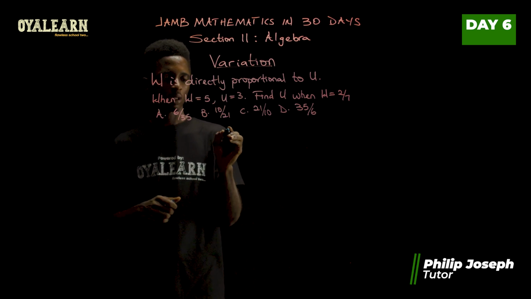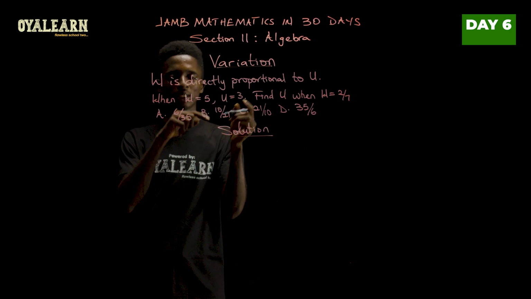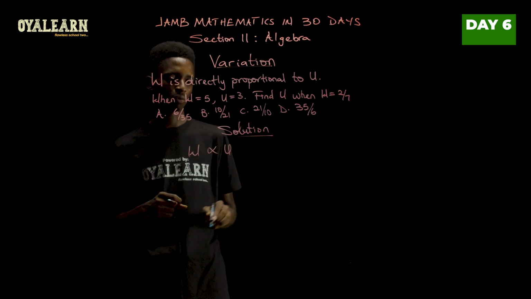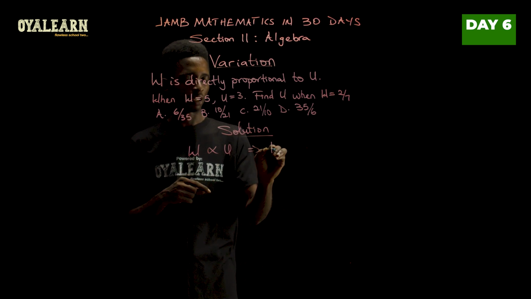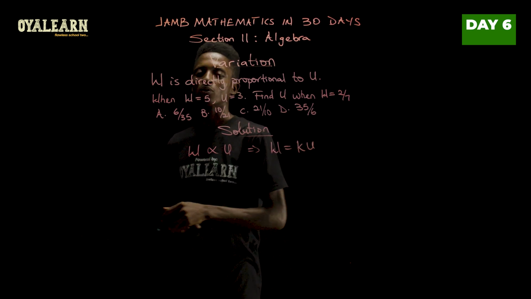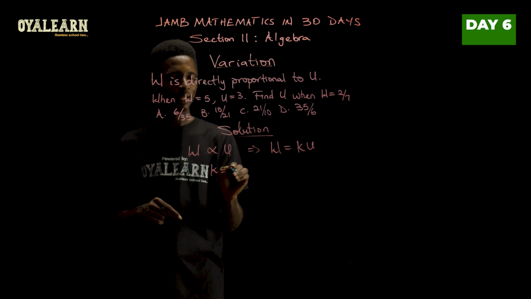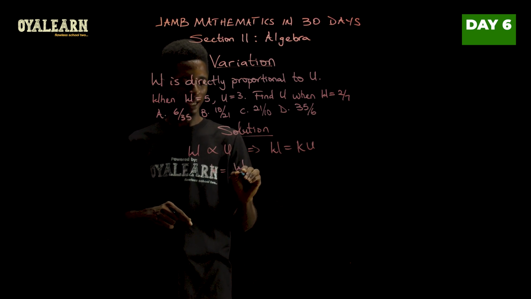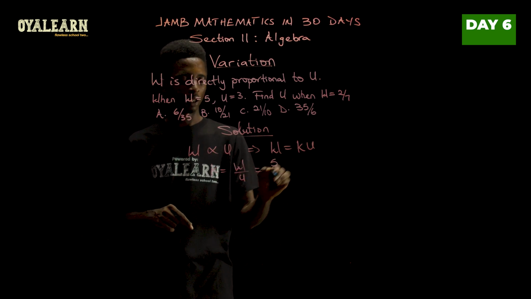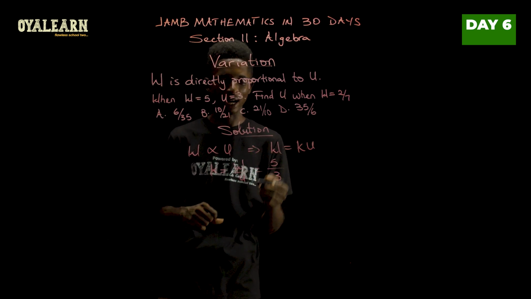To solve this problem, what we have to do is first start with the expression here where we have W being directly proportional to U. And we know this implies that W will equal, now introduce the constant K, and then U. Now we're given different values for W and U, so we can get K to be W divided by U. Now we are told that W is 5 when U is 3. So that implies that K would be 5 over 3.